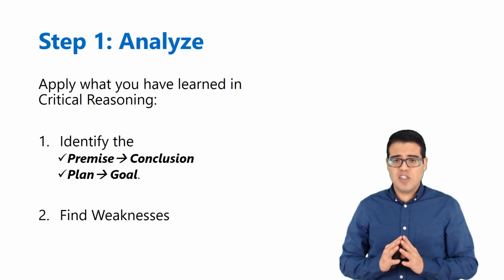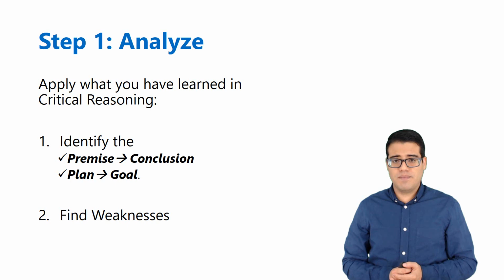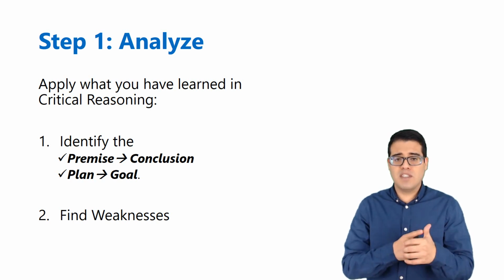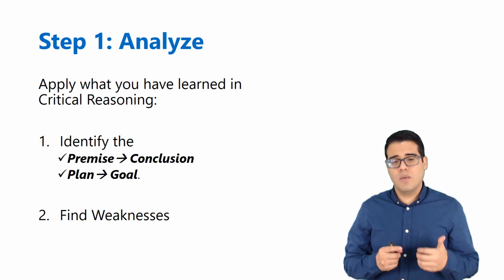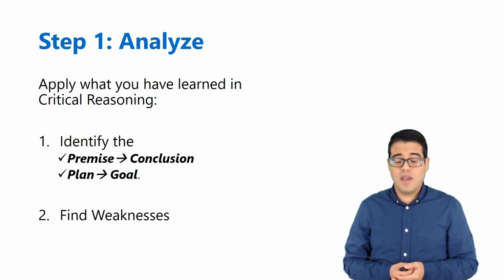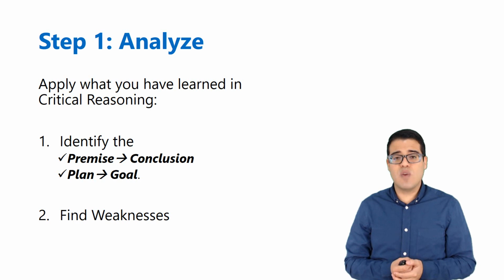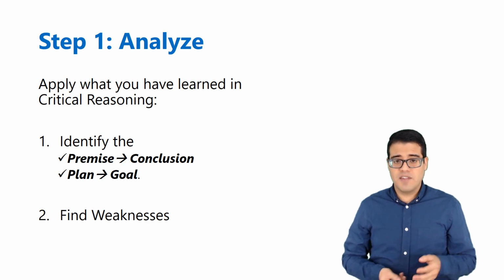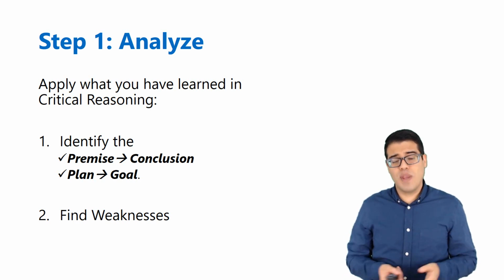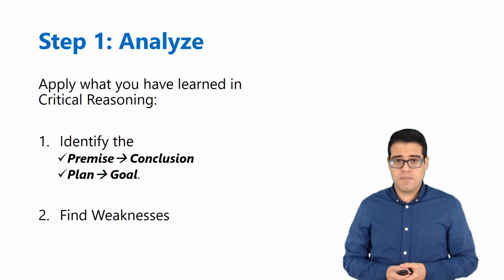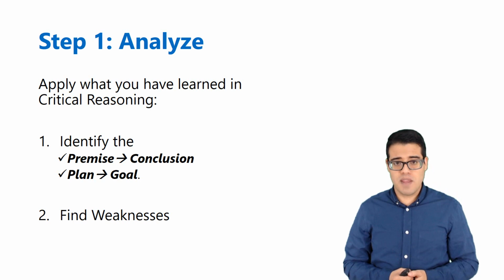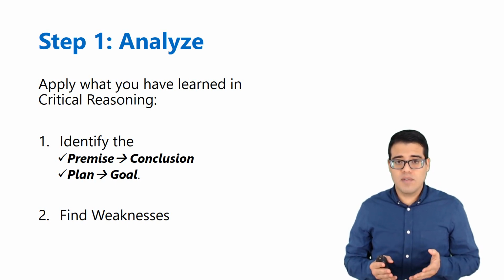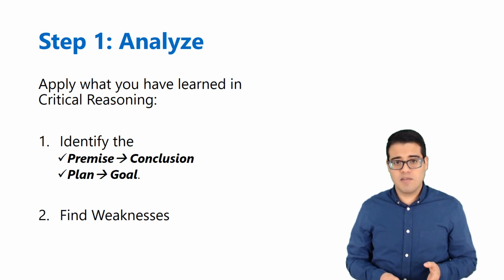And this is just what we did in critical reasoning. You need to identify either a premise, conclusion, or sometimes you may have a plan with a goal. And the second part is to find as many weaknesses as you can. So, how do you find those weaknesses? Believe me, it doesn't matter how strong or how sound a conclusion may be. It always has flaws. Every single argument has mistakes.